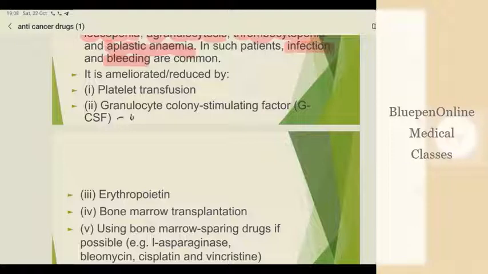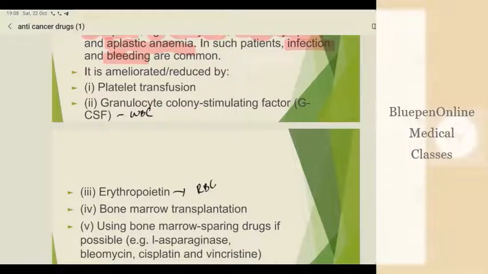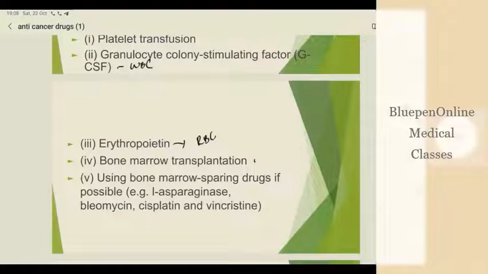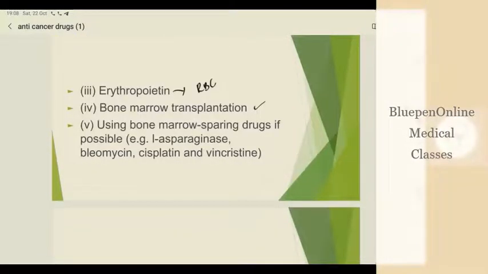Platelet transfusion is for platelets, G-CSF is for WBCs, and erythropoietin is for RBCs. Then you may have to transplant bone marrow, or we should use bone marrow sparing drugs like L-asparaginase, bleomycin, cisplatin, and vincristine. So this can be a question.